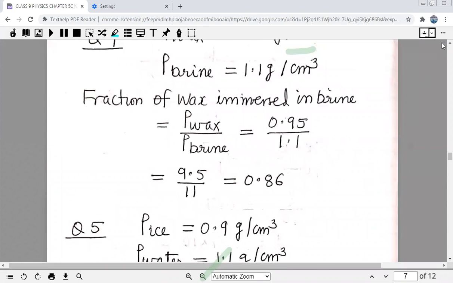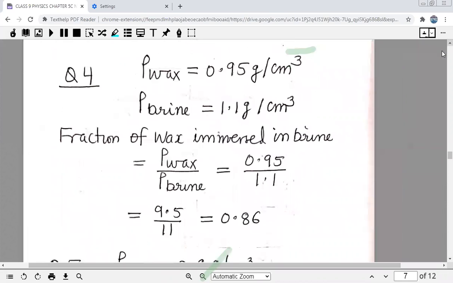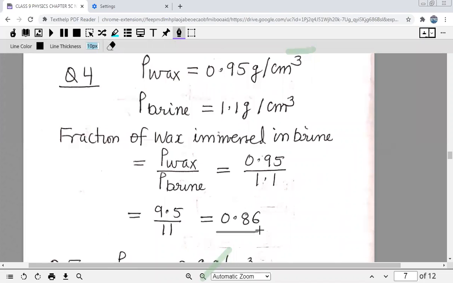This question is directly based on the formula. You can see here, question number 4. A piece of wax floats on brine. Wax piece is floating on the brine. What fraction of volume is immersed? So what is the formula? Fraction of immersed portion equals, wax is floating, so rho wax upon rho brine. What is the density of wax? 0.95. Density of brine 1.1. 0.95 upon 1.1, that is 9.5 upon 11. Therefore, it will come out 0.86.